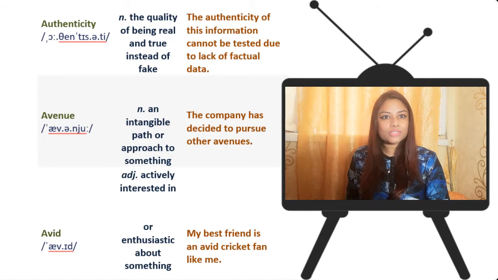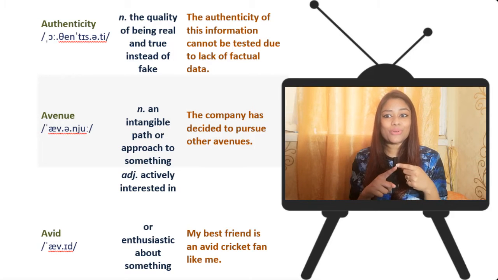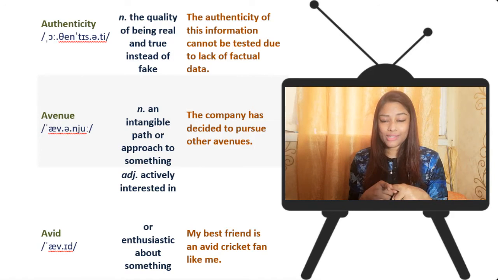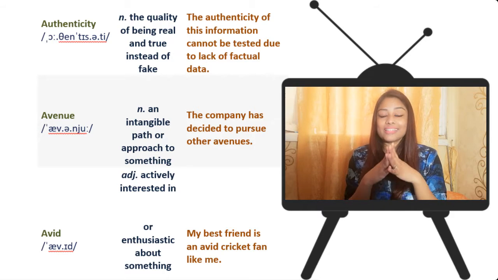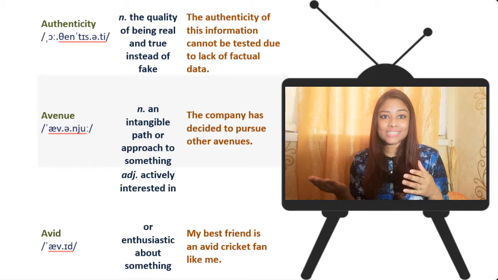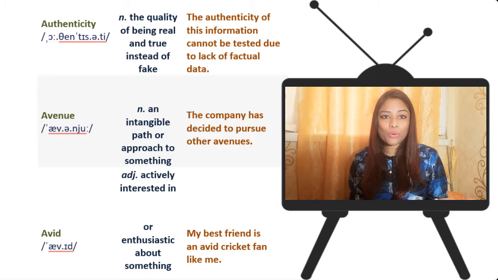Now let's move on to the second one, which is avenue. Avenue is a common word, but do you know that it's a noun and it means an intangible path or approach to something? Yes, so in a sentence, you can use it to replace a common word that we use, way. So let's see how we can do this.